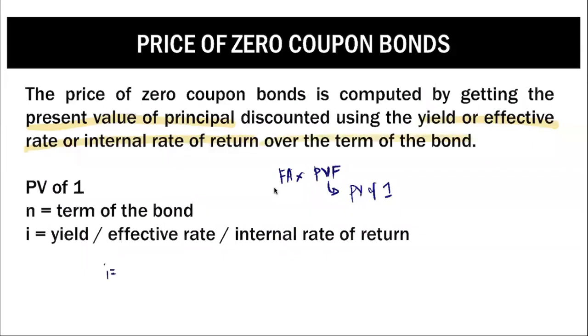As I told you, I is known as your yield to maturity, yield rate, effective interest rate or effective rate, and internal rate of return. So those are the different terms pertaining to the I here. So this is quite easy. You just need to get the face amount multiplied by your present value factor. The present value factor here is PV of 1.